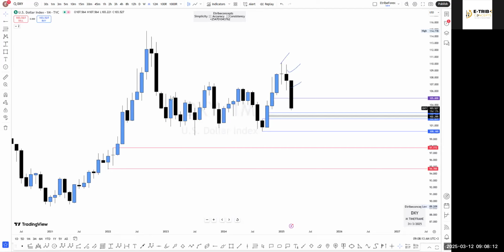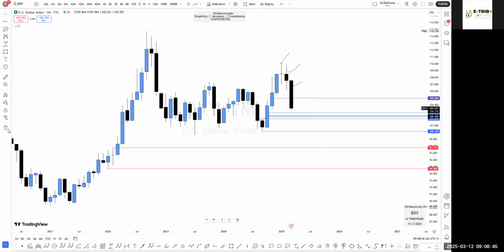Now, if you look at the current structure, technically, we can see that we have this particular zone around the 102.00 area as a psychological zone and the 100.160 price level as an area of liquidity. So we anticipate probably once the market comes in here, we are going to continue pushing up.